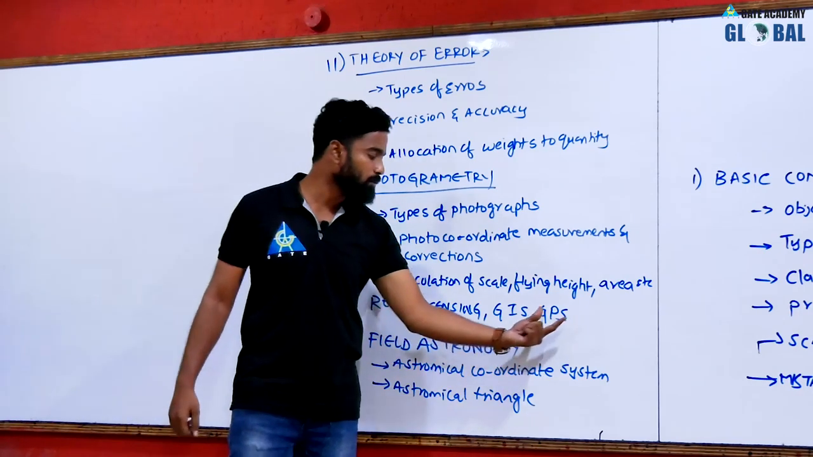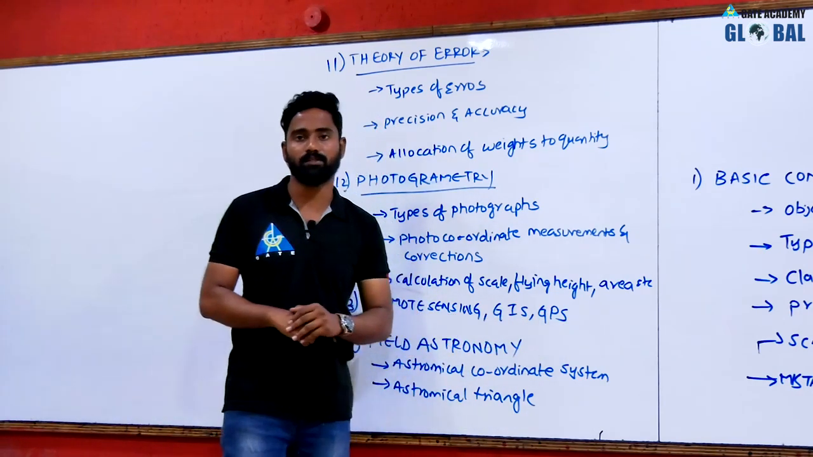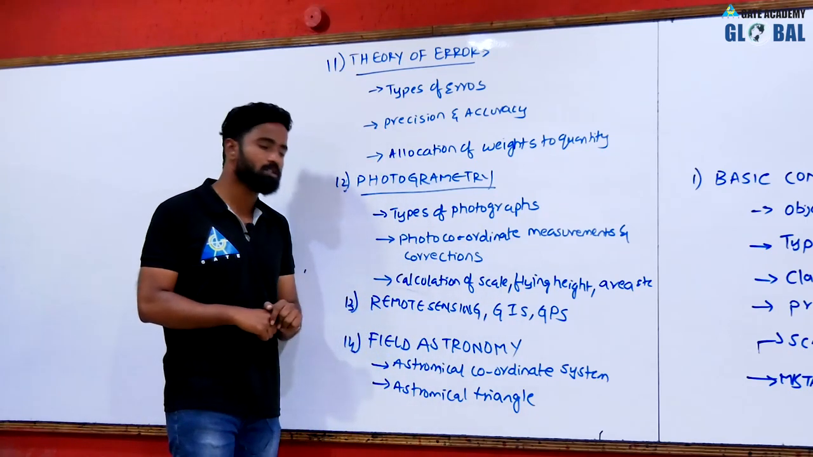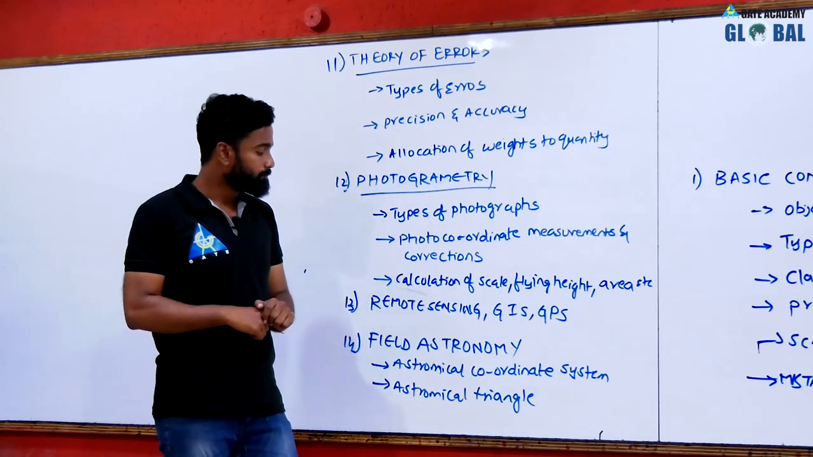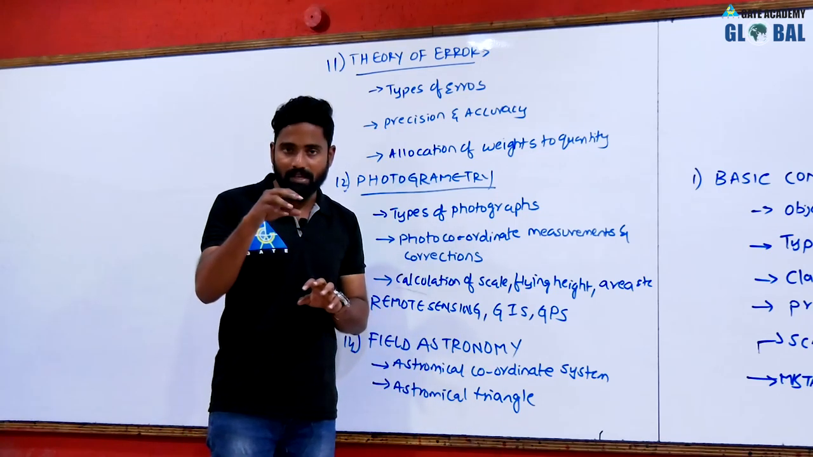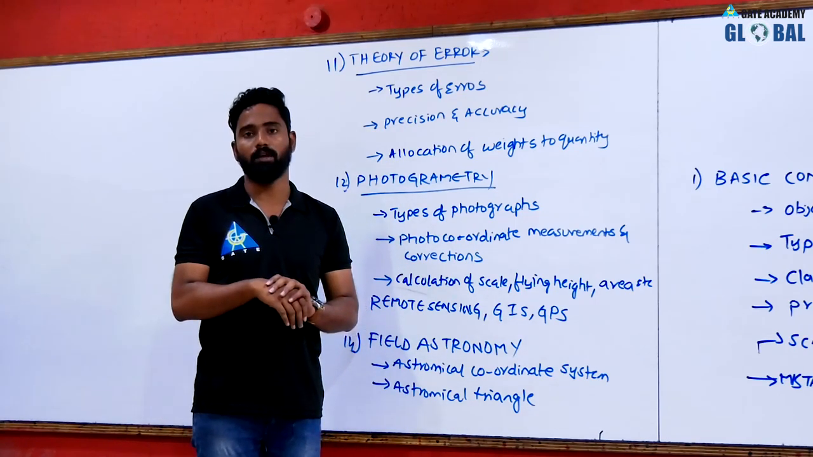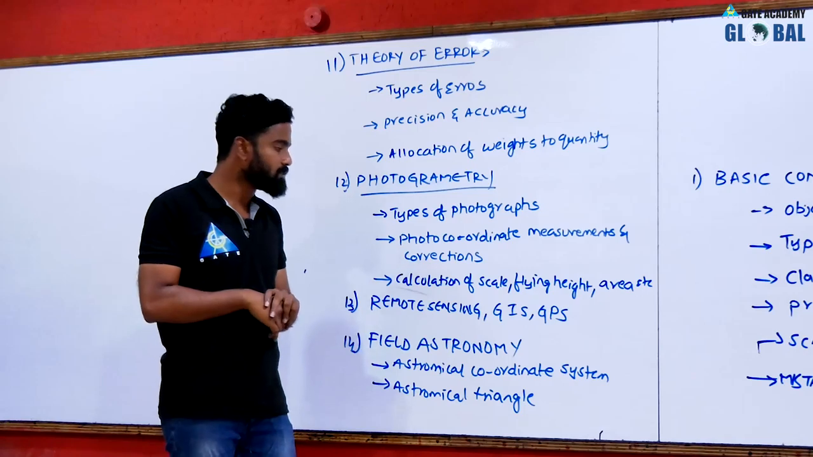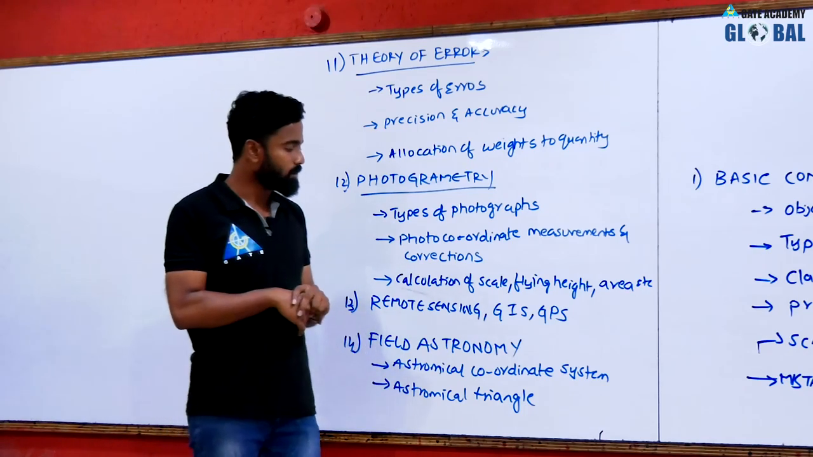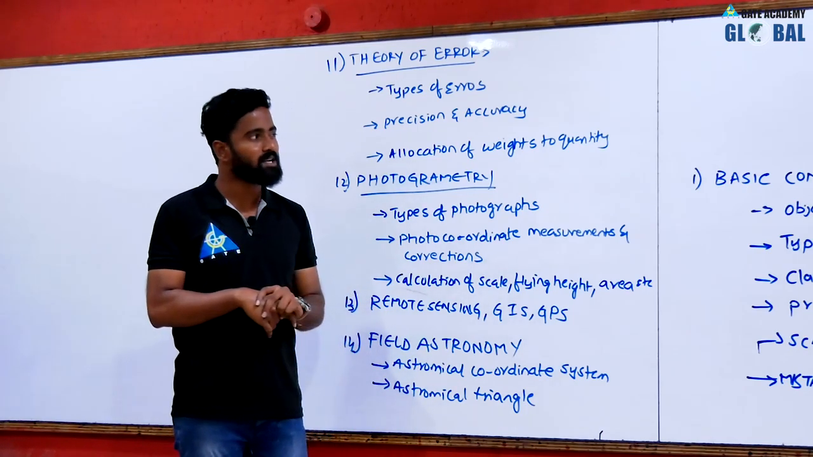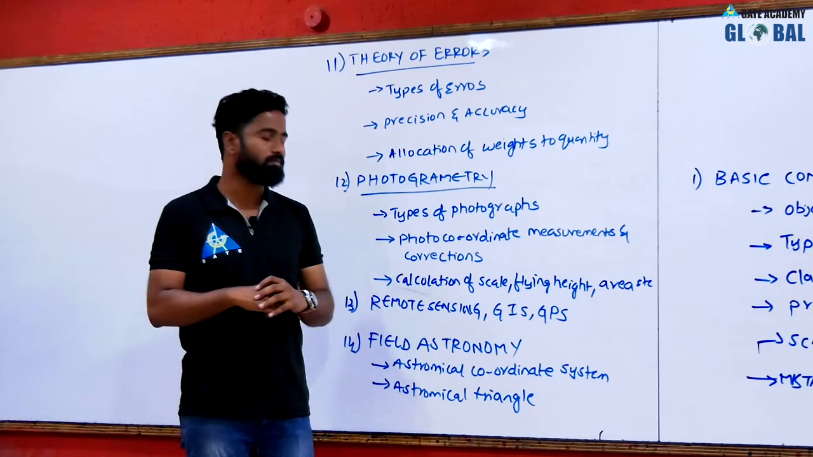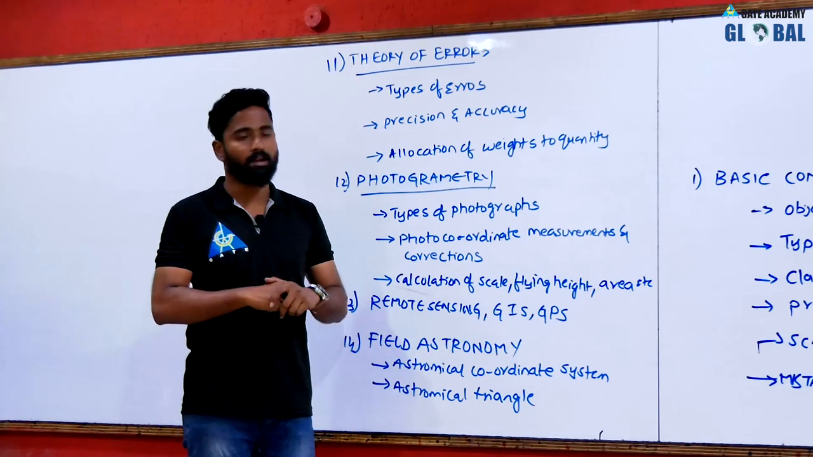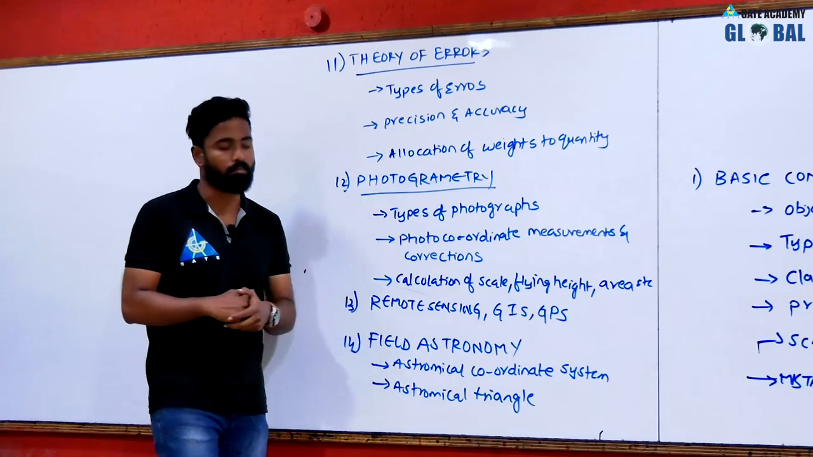This is the Global Positioning System, this is the Geographical Information System, and then remote sensing. How exactly this is done will be given to you, and we are going to discuss those things. It is a theory question, and in engineering services you don't see much of this type of question, but in GATE recently they are asking 2-mark and 1-mark questions.